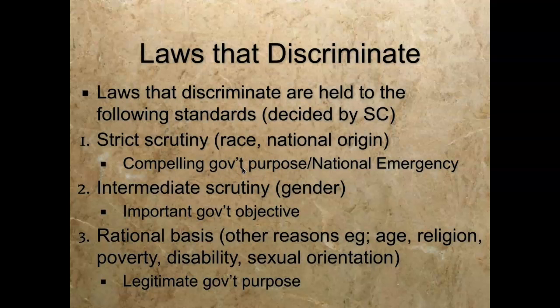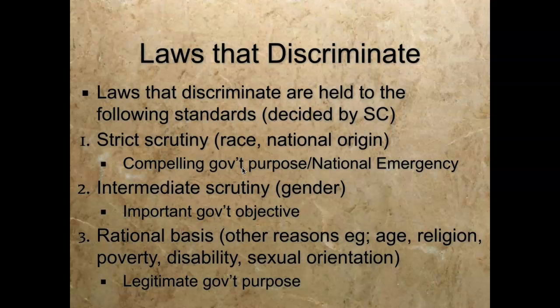The strict scrutiny standard was first articulated in the Korematsu case in 1944 involving Japanese relocation during World War II. You remember that when we were talking about Franklin Roosevelt and his executive order. In that case, only Japanese people living on the West Coast were subject to removal to detention camps, even though German people and Italian people also lived on the West Coast. In this case, the Supreme Court found a compelling government purpose in the wartime emergency.